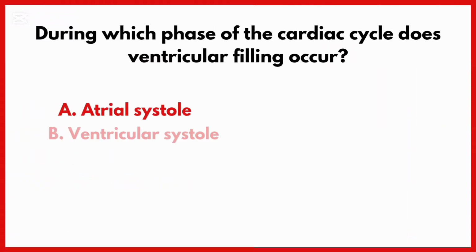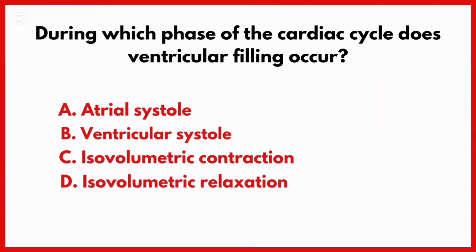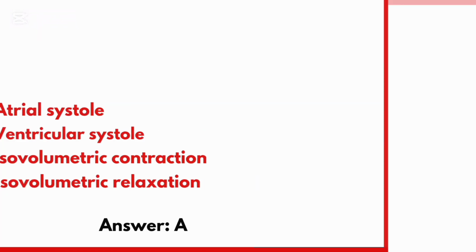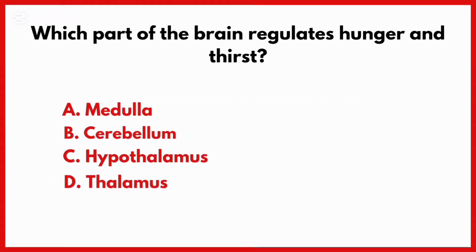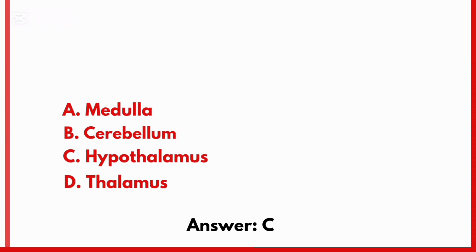During which phase of the cardiac cycle does ventricular filling occur? Correct answer is option A, atrial systole. Which part of the brain regulates hunger and thirst? Correct answer is option C, hypothalamus.